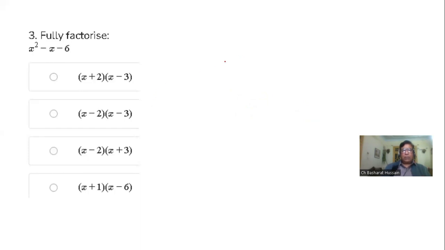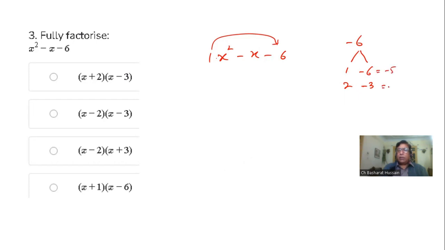Now, the third one: x square minus x minus 6, splitting middle terms. Here the coefficient of x square is 1 and this is minus 6. Now we find the factors of 6: 1 and 6 make 6, and 2 and 3 make 6. As this is minus, one factor must be minus. As the middle term is minus, the greater number must be minus. Now check: 1 minus 6 is minus 5, and 2 minus 3 is minus 1. So this is the middle term.